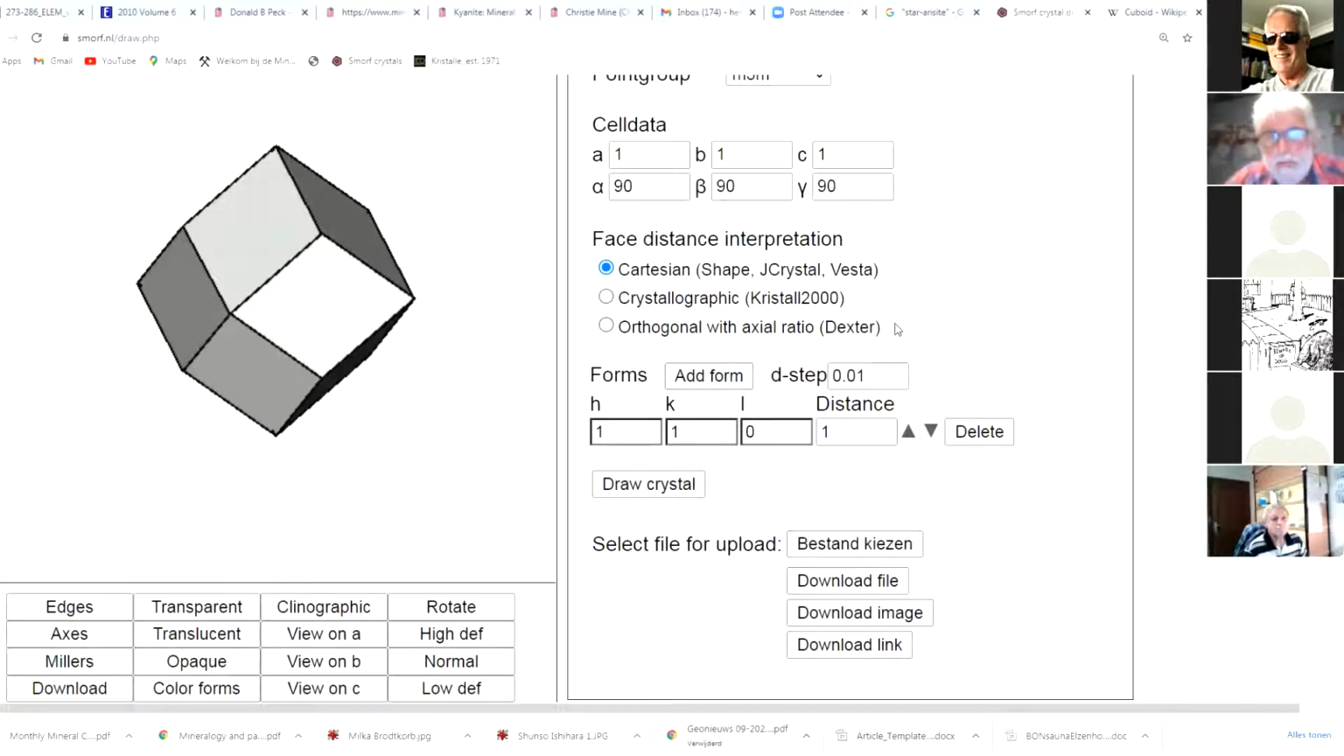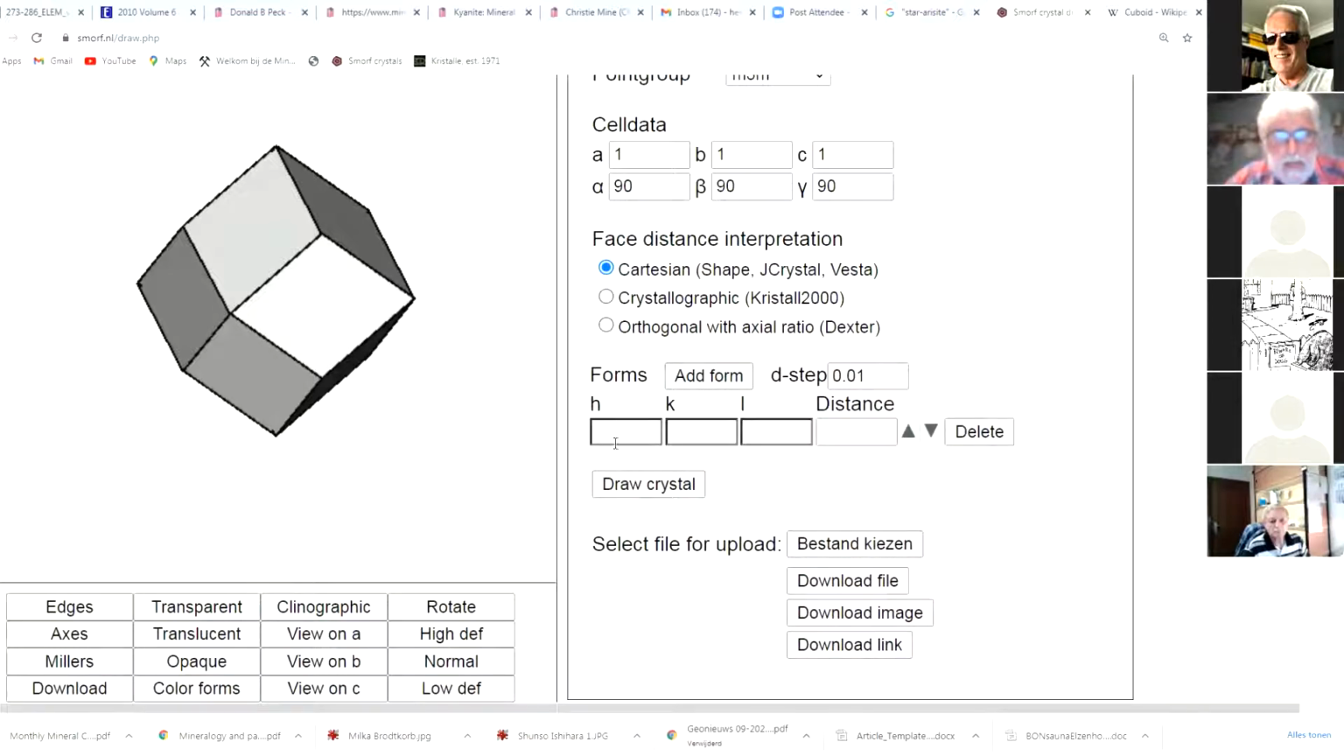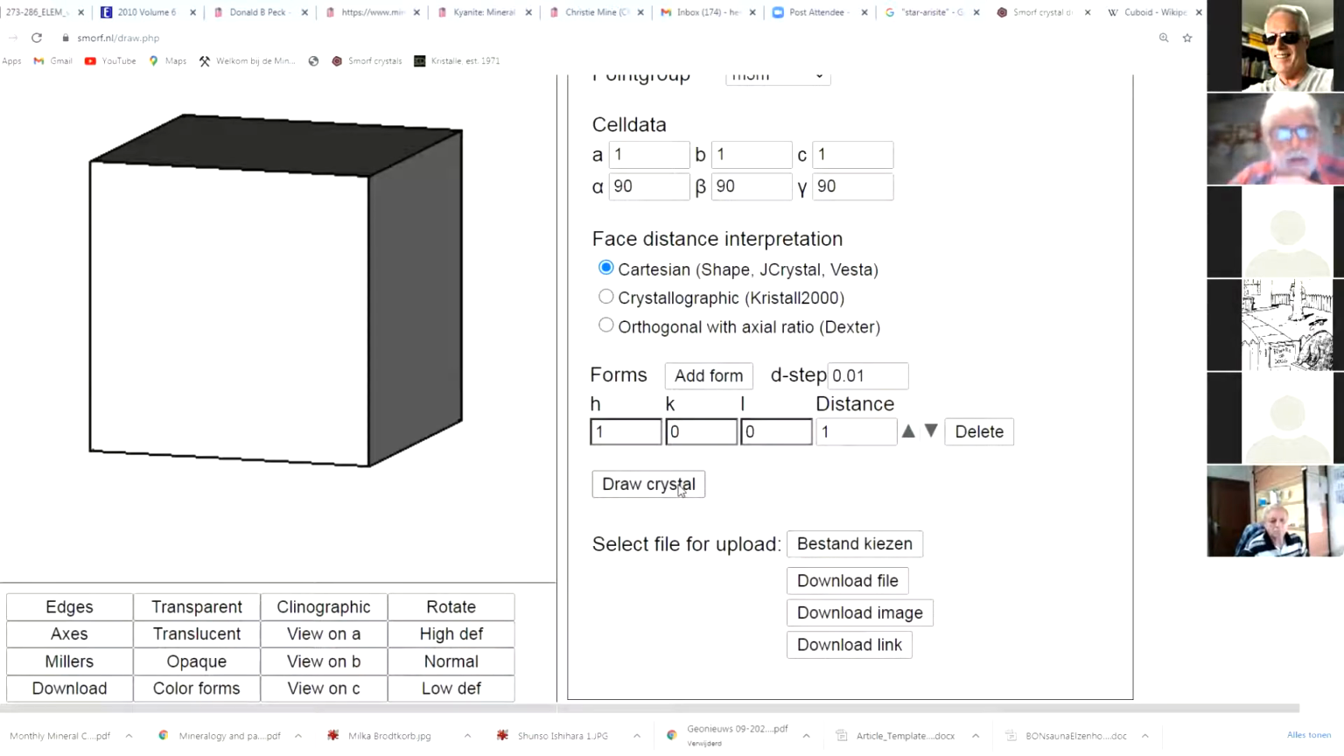Maybe one more, or maybe not. No. Let's do something different. Let's delete this one and let's go back to our beginning. And so we're going to draw the cube again. There you go. So here we have a cube.